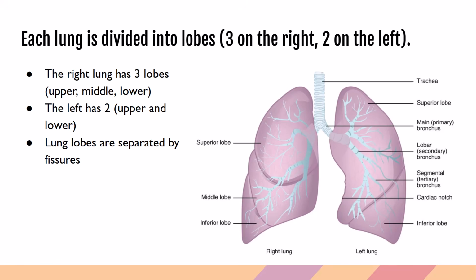The lobes are separated by major fissures, and we can see that in the diagram here. Sometimes these do show up on ultrasound, but not always. It's important to recognize that it could be a fissure if you're seeing possible artifact or abnormalities in your ultrasound.